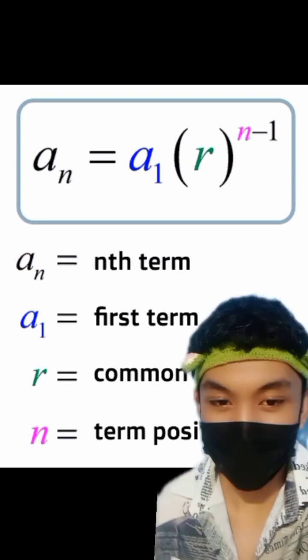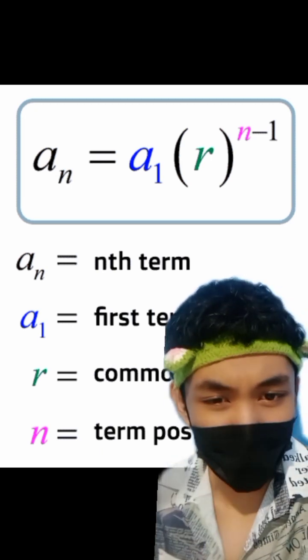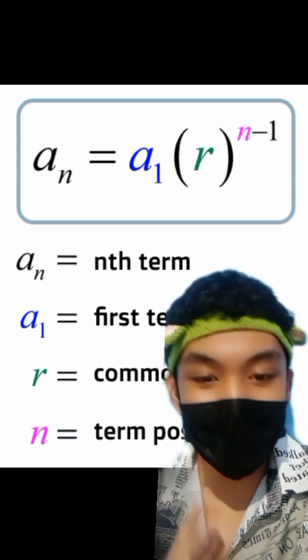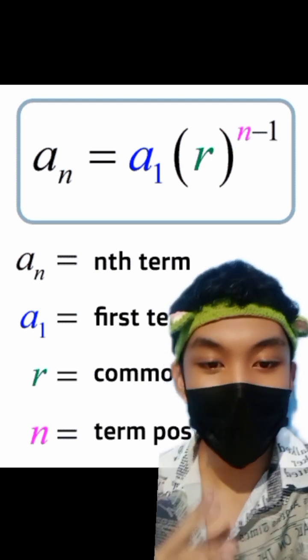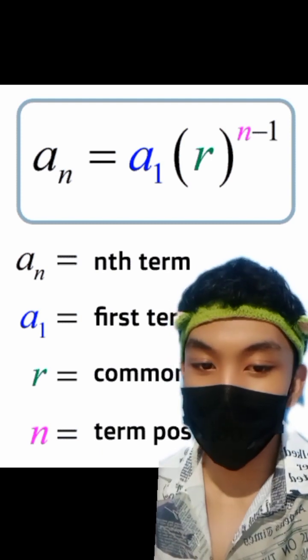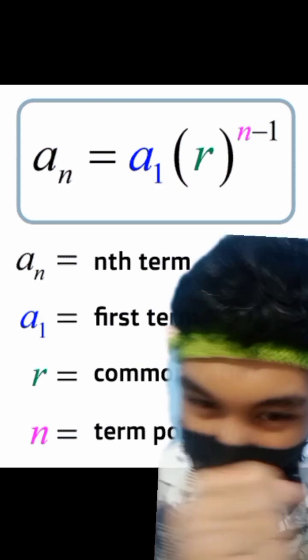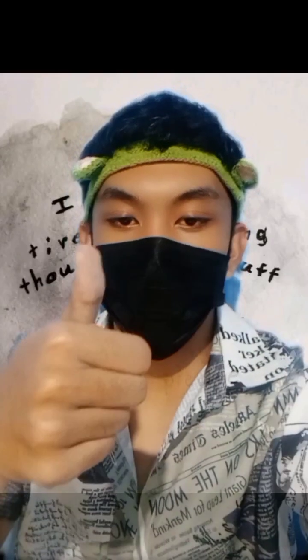That's how easy it is. Now, let us proceed to solving an example problem so that we can better understand the geometric sequence and how to obtain the missing term using this formula. Let's go!